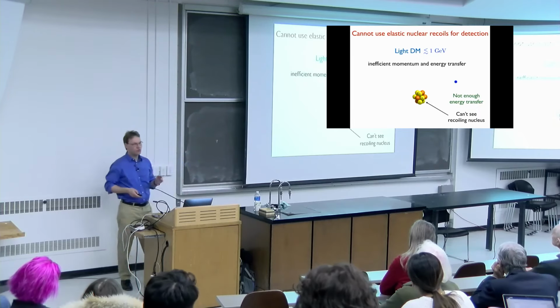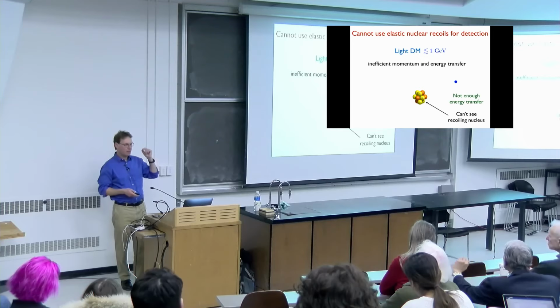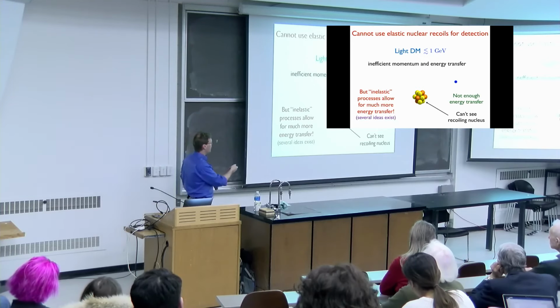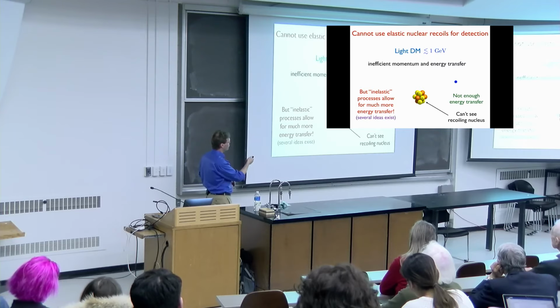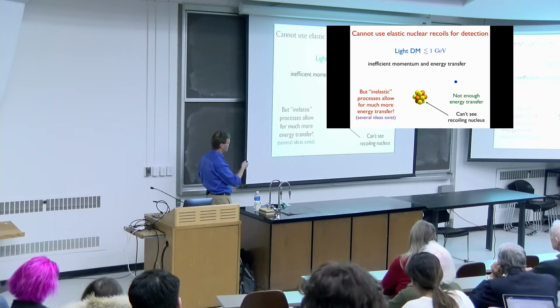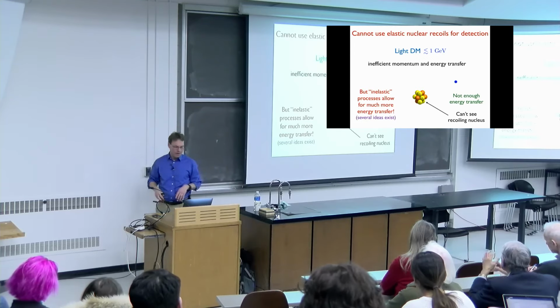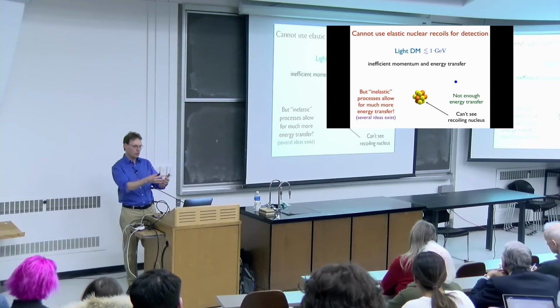So what you need to do is you need to think about different detection concepts. And one of them, or sort of a class of them, is to look for inelastic processes, where you don't look for elastic scattering of the dark matter off the nucleus, but you look for other inelastic processes, where it turns out that you're able to transfer much more of the dark matter kinetic energy to the nucleus.